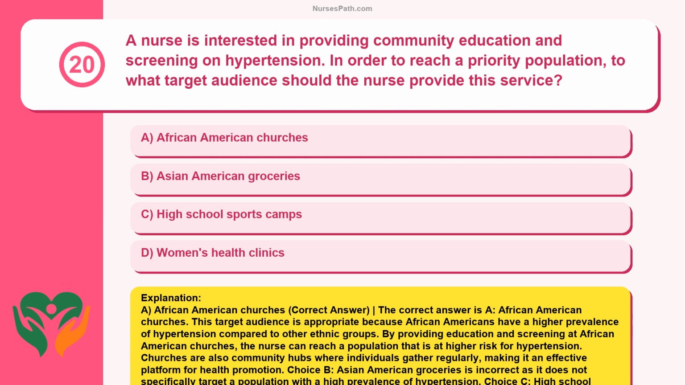Churches are also community hubs where individuals gather regularly, making it an effective platform for health promotion. Choice B, Asian American groceries, is incorrect as it does not specifically target a population with a high prevalence of hypertension. Choice C, high school sports camps may not be an ideal target audience for hypertension education as the focus is typically on physical fitness rather than chronic disease management. Choice D, women's health clinics may not reach the priority population of African Americans who have a higher prevalence of hypertension.